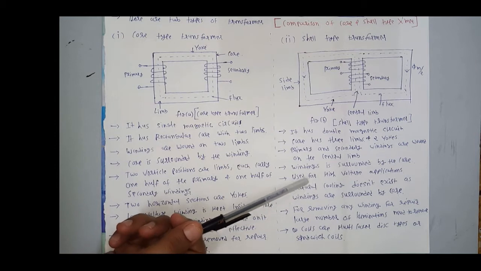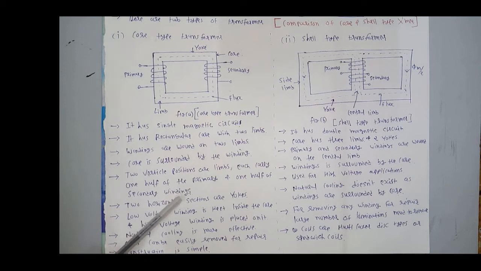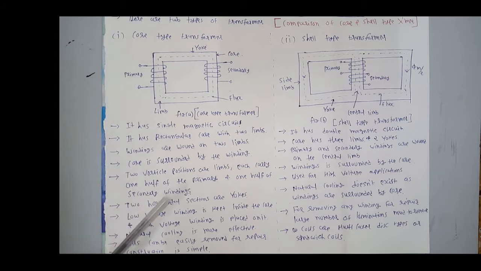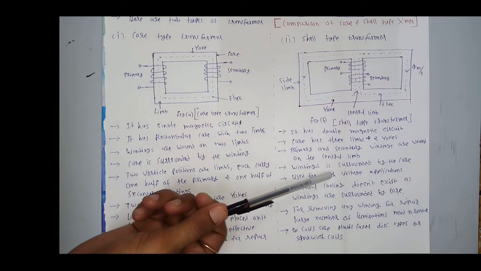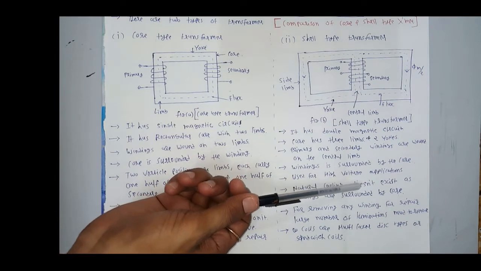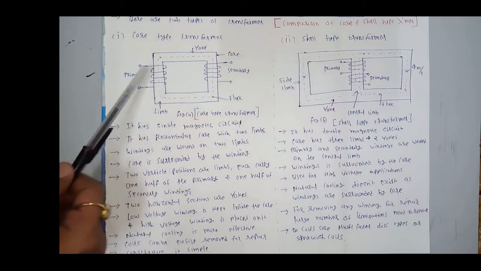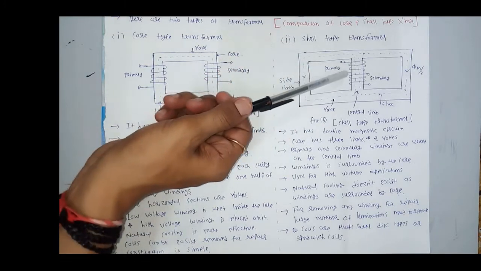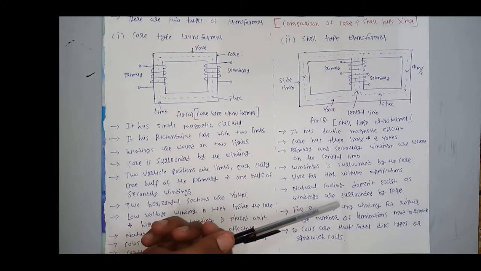This shell type transformer is used for high voltage applications. Here I have not mentioned it, but it is a point for comparison. This core type transformer is used for low voltage applications. Here natural cooling doesn't exist because windings are surrounded by core. Here windings are on the outer side and core is inside. But in this case, core is outside and winding is inside. So natural cooling doesn't exist as windings are surrounded by core.